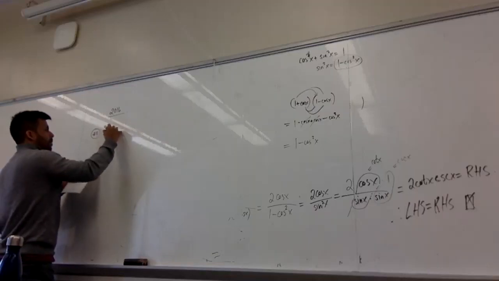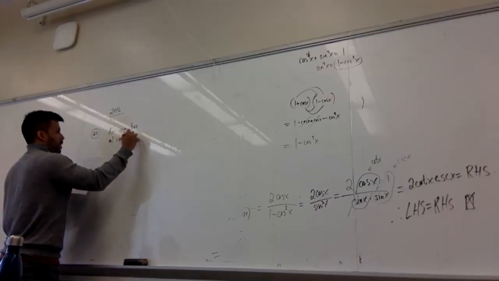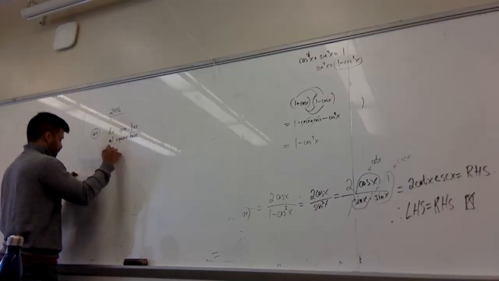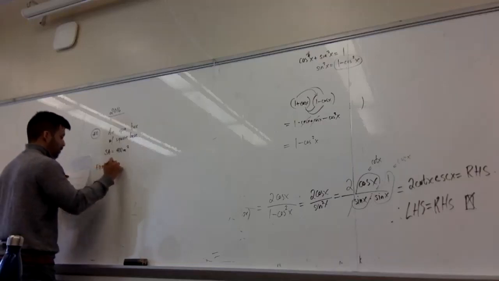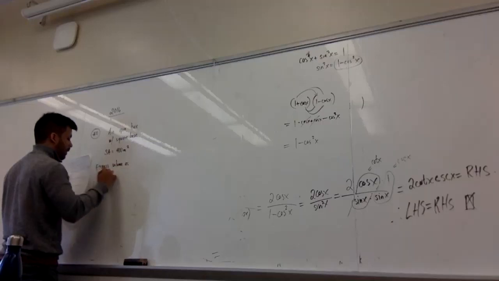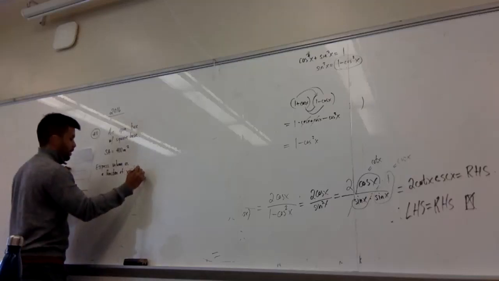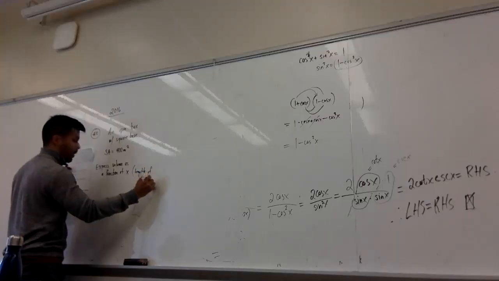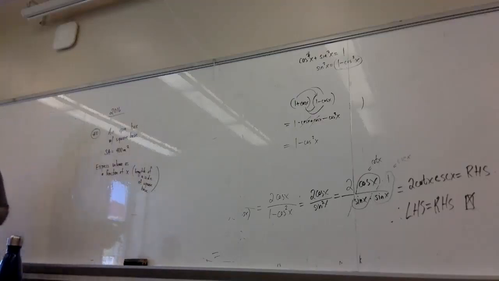You have an open box. So this is important. You have an open box with a square base. The surface area is 400 meters squared. Express volume as a function of x, and x is the length of a side of the square base. Okay.